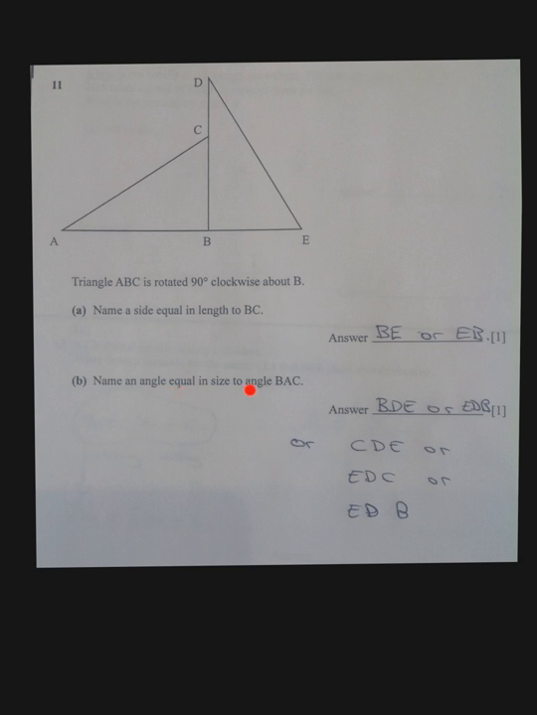Name an angle equal in size to angle BAC. What that means, BAC, is the middle one. We're looking to find an angle similar to that A. Okay, so if you look along, you can see a couple of them there. You can actually see there's BDE. So that's that one there. Or it could be EDB, which gets you to here as well. Or it could be CDE, any of these options. But the key thing to note is that D is the one that's the same as A.